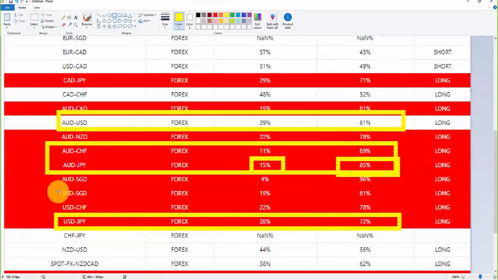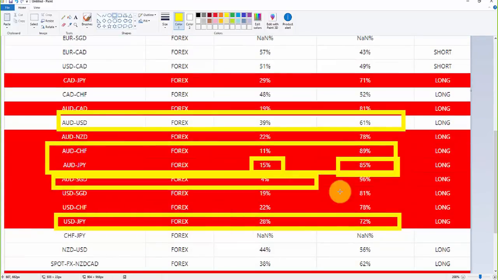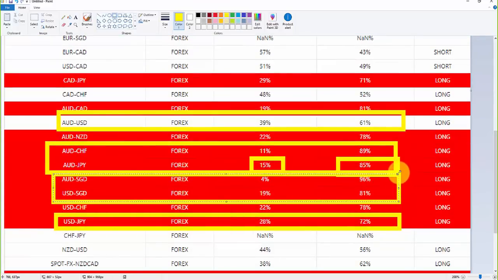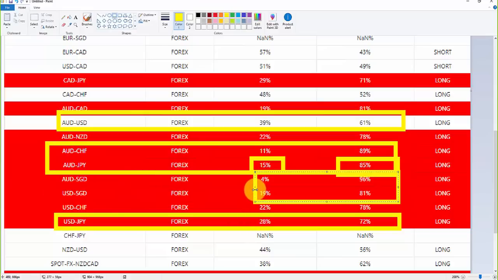A lot of retail traders are buying, so we definitely want to be in this small group. In this case, it's 4%. Look at that. I love it when it's like that. Well, part of that is because not a lot of traders trade the Aussie Singapore, so it's easy to get overweighted like that. But that just screams downtrend when I see that.